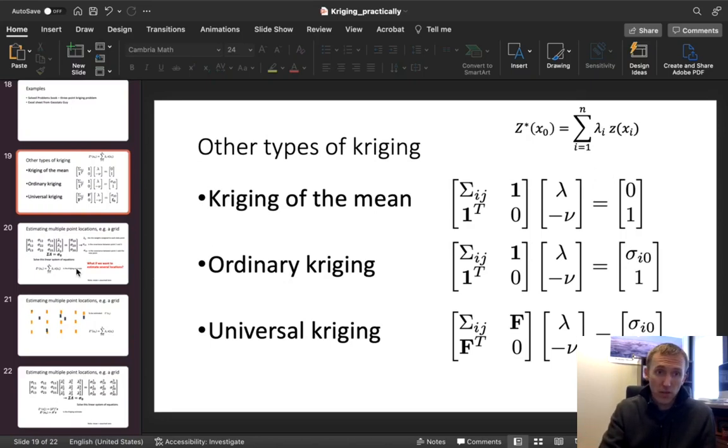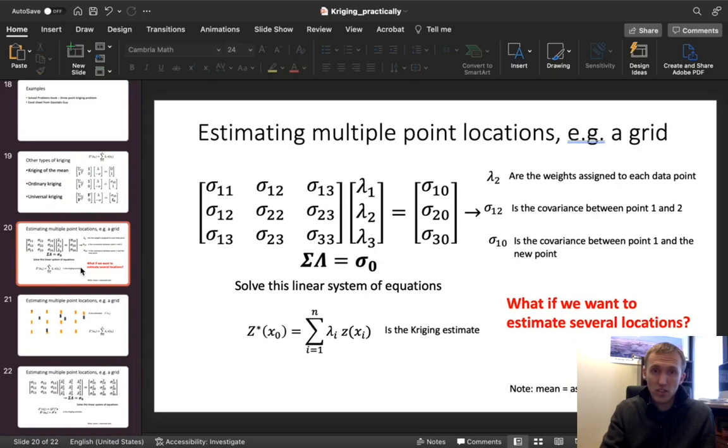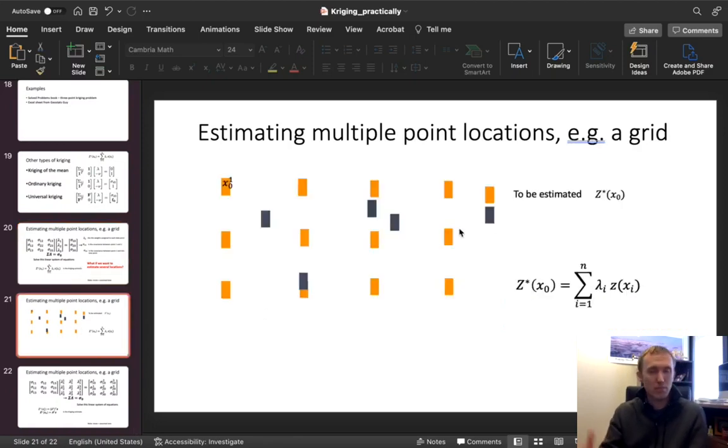Now, one more thing I want to cover in this particular presentation is what if you had to do it at several locations? In other words, what if you had a whole grid of points? Because this is how it practically works. We want to estimate a whole grid of values. We want to map, basically. Based on some data, let's interpolate and get a whole map of predicted values and also uncertainties.